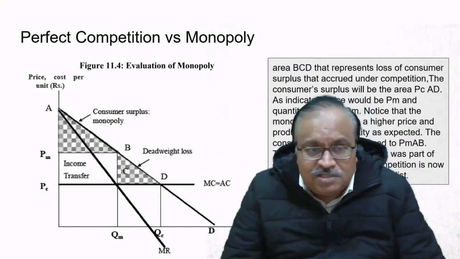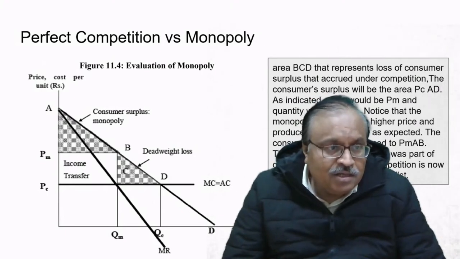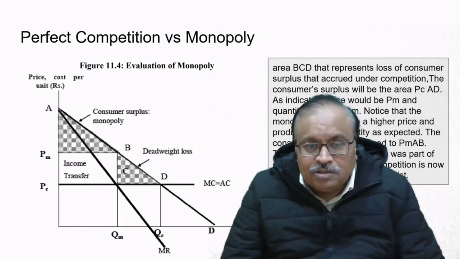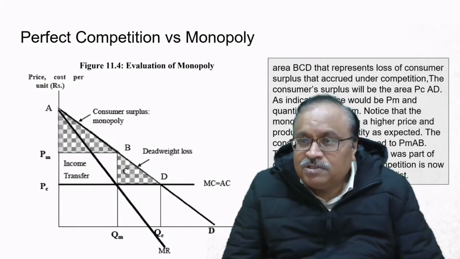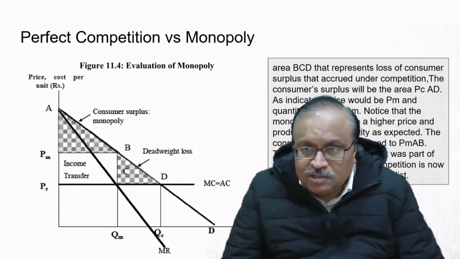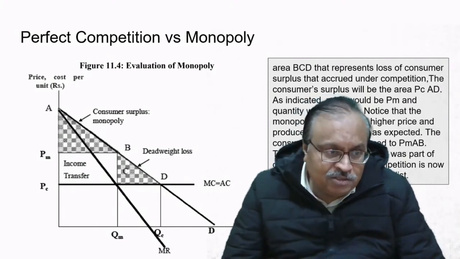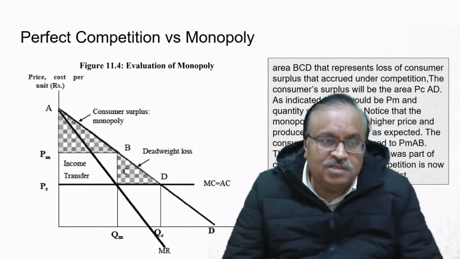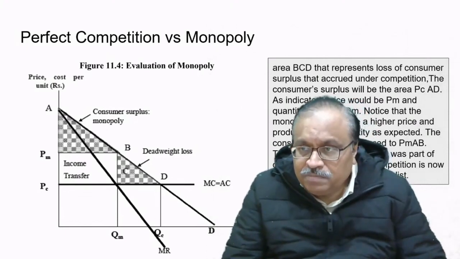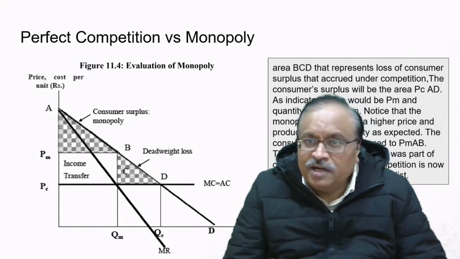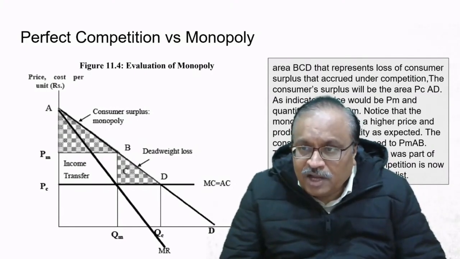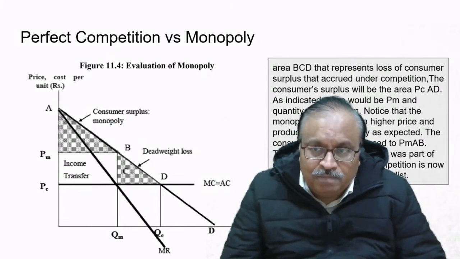So if you look at the area BCD, we will find that it represents the loss of consumer surplus that accrued under competition. The consumer surplus will be the area PCAD. So it starts from PC, goes up to A, and then D. So PCAD is the area indicated as consumer surplus. As indicated, price would be PM and quantity would be Q.